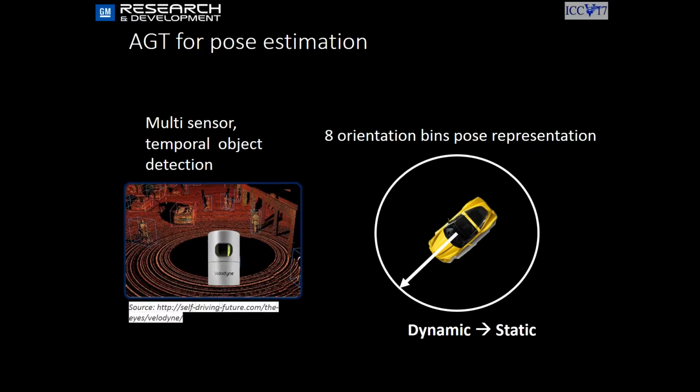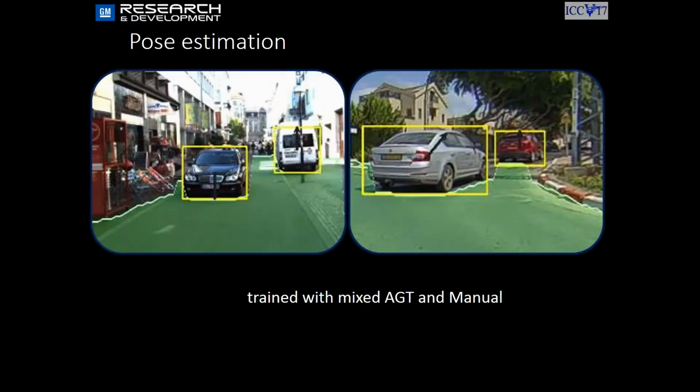So what we do is we train with the LiDAR data using only dynamic vehicles. And then using the tracking, we can assign for each frame and each car its pose, and we parameterize it using 8 orientation bins. And then you can see the arrows showing the pose of the vehicle as detected by camera only from a network which was trained with automated ground truth. In this case, it was also mixed with some manual annotation.